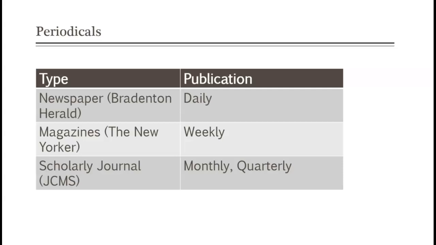The magazine, newspaper, and scholarly journal we looked at earlier are called periodicals because they are published on a consistent basis like daily, weekly, monthly, or quarterly. Journal articles are typically published on a monthly or quarterly basis. Scholarly articles tend to take longer to publish due to the peer review process, where other experts evaluate and critique the article. Now let's look at a scholarly article.